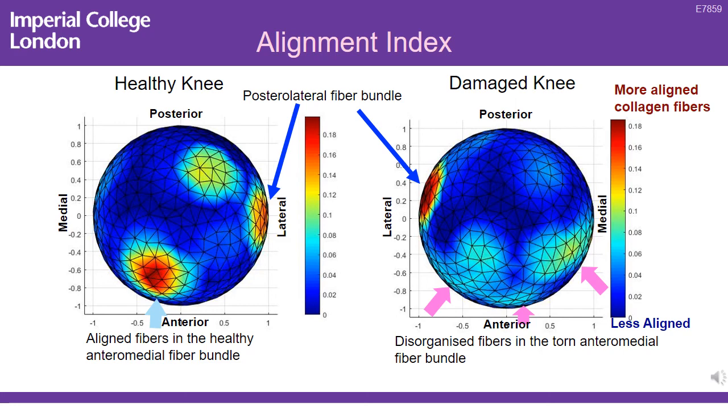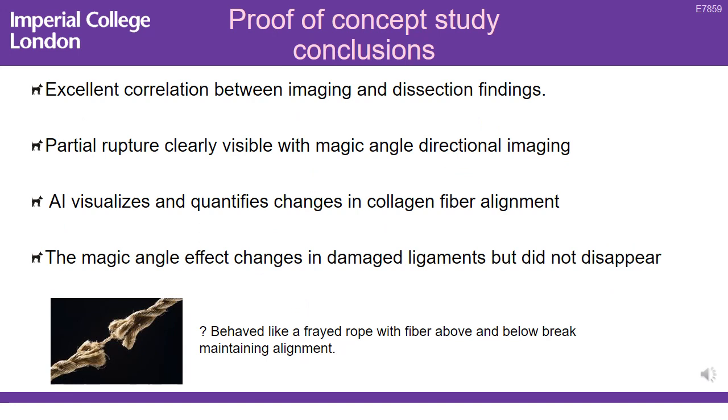In the healthy knee on the left, you can see a discrete bundle that corresponds to the anterior medial fiber bundle. When you compare that to the damaged knee on the right, you can see that the actual anterior medial fiber bundle is disorganized. It's smeared right the way across from medial to lateral surface. The posterior lateral fiber bundles in both knees are undamaged and highly aligned. So our proof of concept study was a success and proved that the MADI technique worked.